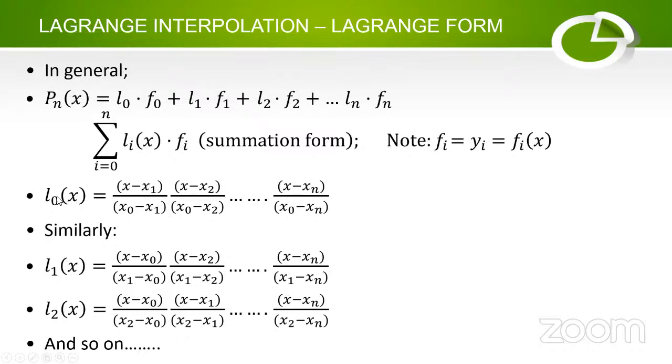Now let's look closely at L approximated at x. This is given as x minus x1, then x minus x2, all the way to x minus xn. That is for the first basis, the Lagrangian basis function, or the cardinal function. Then for L1, also x minus x0, x minus x2. Now let's notice something here.